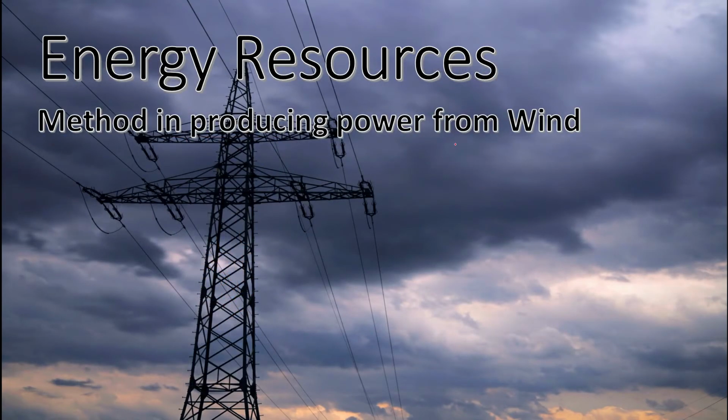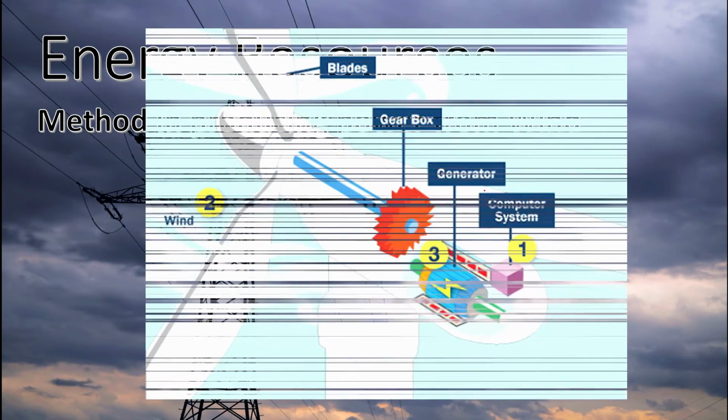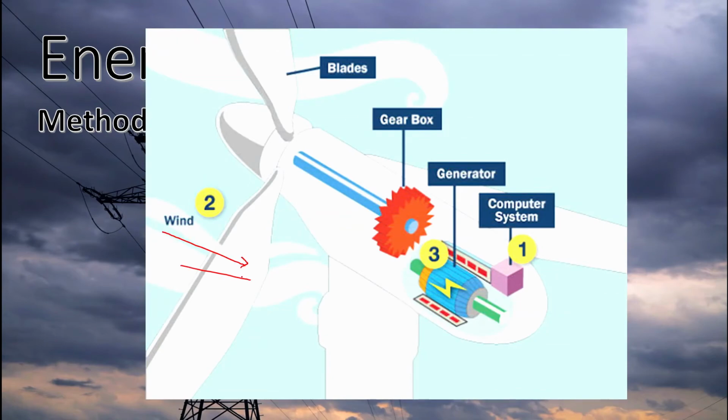Method in producing power from wind: wind flows into the blades of the windmill, or they actually call it wind power, and there is a gearbox that drives the generator, and then the generator produces the electricity.